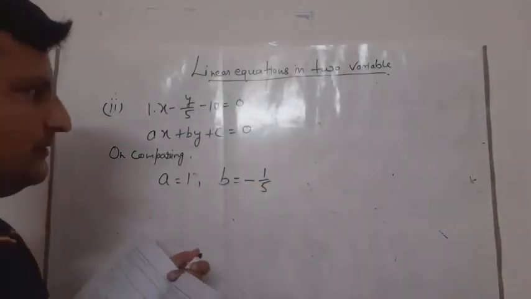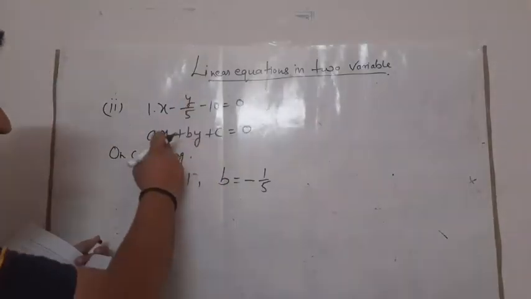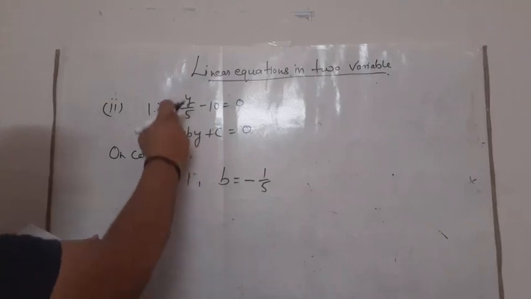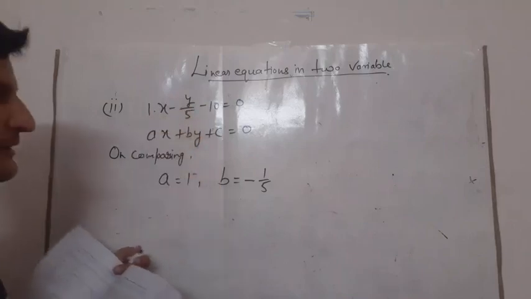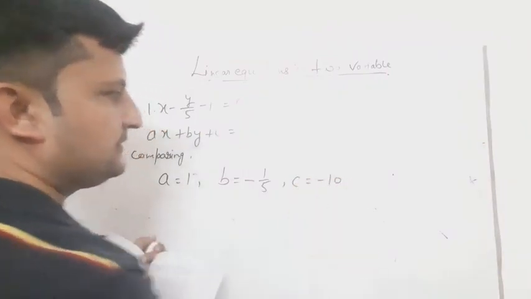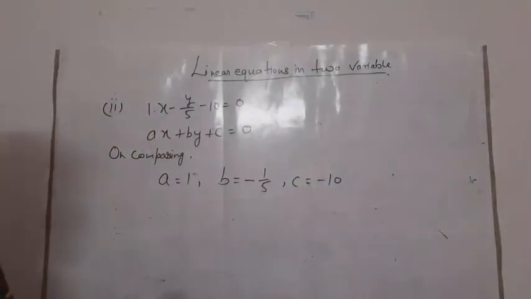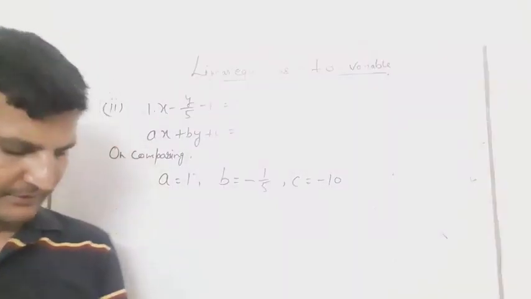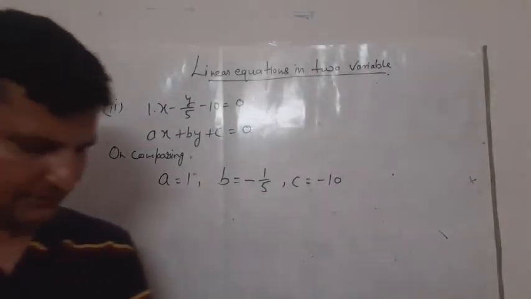Not y will come here because we have to compare it with x and y. So the answer will be in the form of constant terms, and c is equal to minus 10. This is the answer of the second question. Now you can similarly do the third question. You can do it yourself.